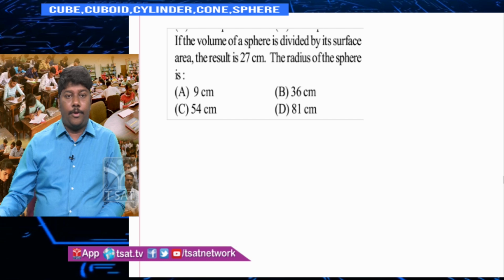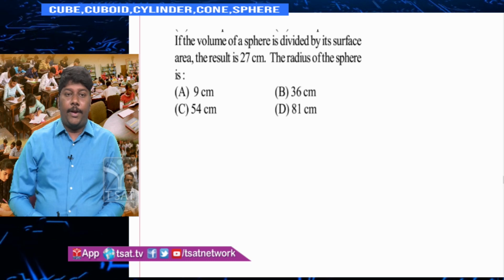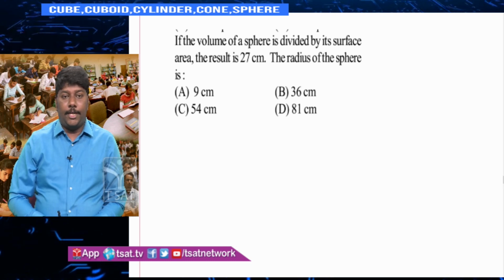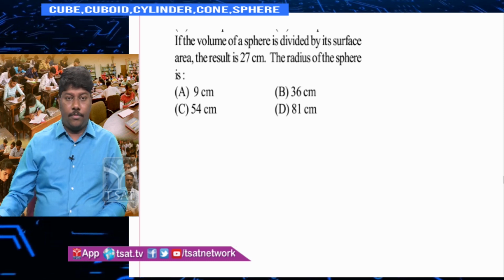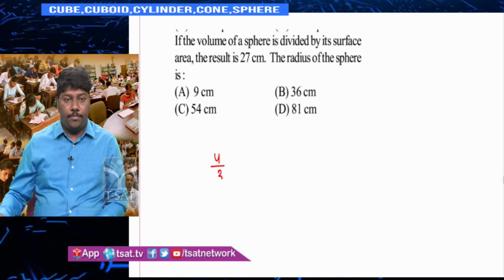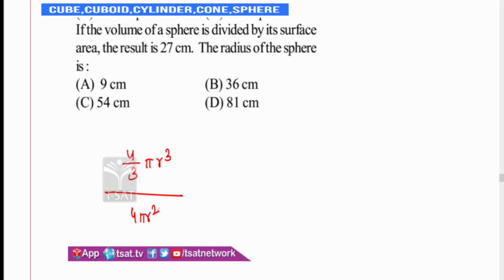Now here we look at a problem based on spheres. The volume of the sphere divided by its surface area is 27 centimeters. The radius of the sphere is? Volume of the sphere is 4 by 3 pi r cube, divided by its surface area 4 pi r square, is equal to 27. Pi cancels, and all you are left with is r by 3 is equal to 27. Therefore radius is equal to 81 centimeters. It's purely a question based on sphere.